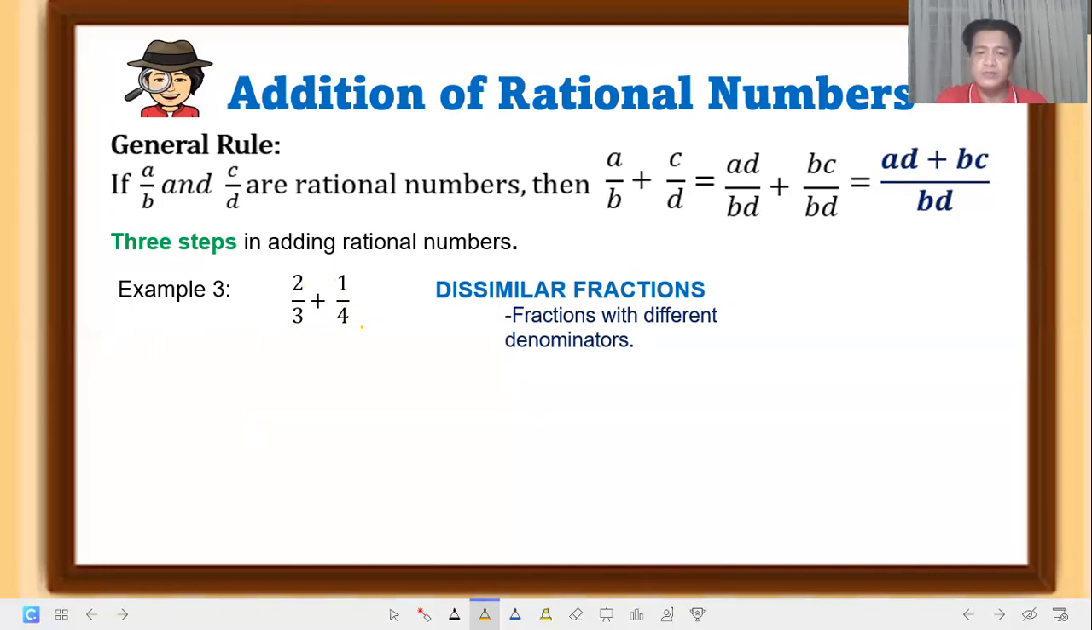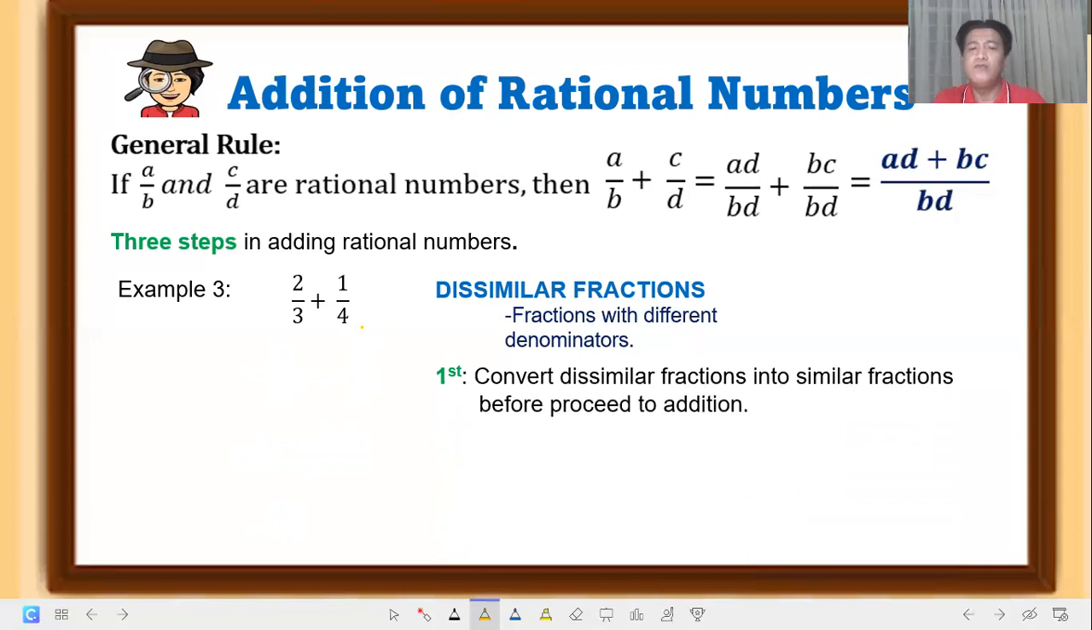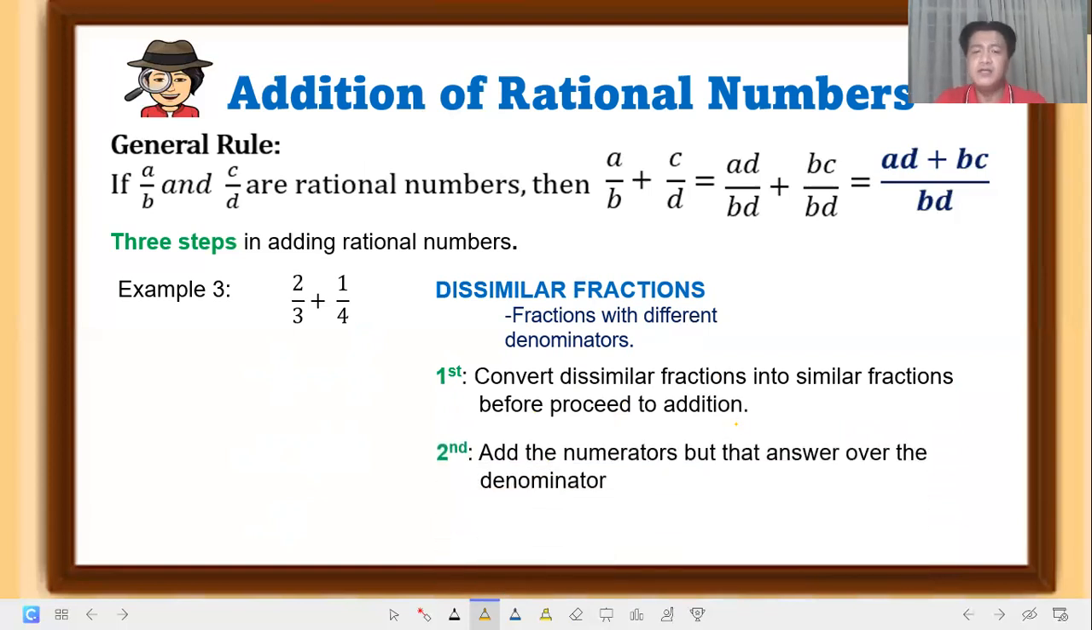What are you going to do? Sabi dito, step 1, convert first from dissimilar fraction into similar before proceeding to addition. And then step 2, add the numerators but put the answer over the denominator. And step 3, simplify the fraction if needed. Let's proceed to step 1 first. Sabi dito, gagawin natin siyang similar. Dito na natin i-apply yung formula natin.